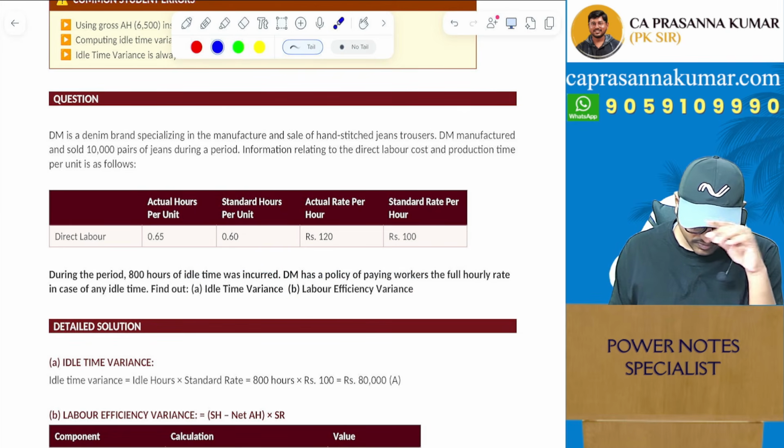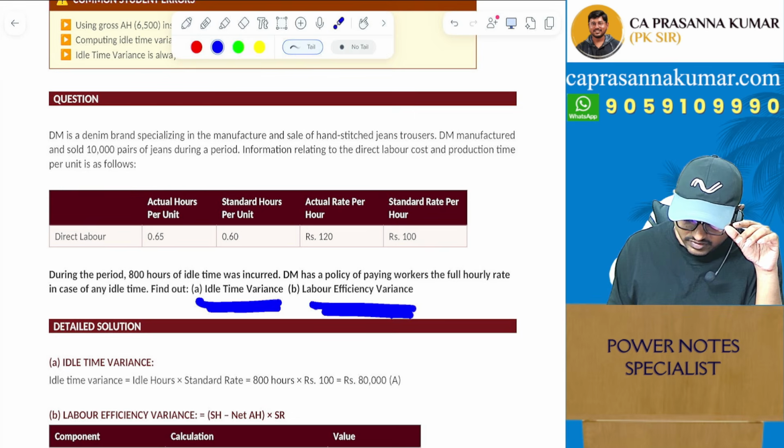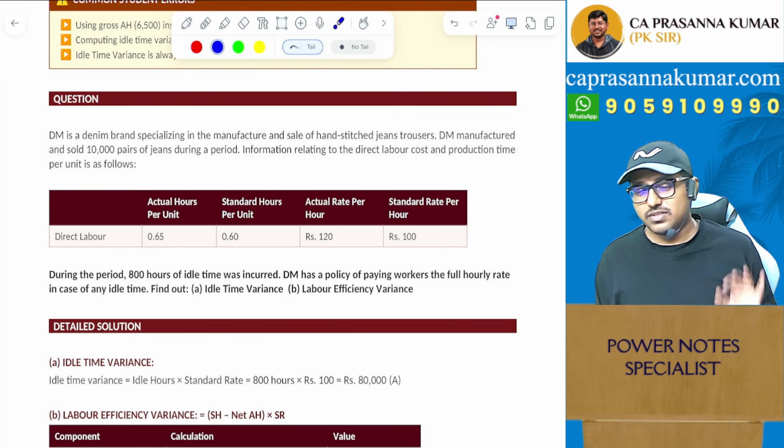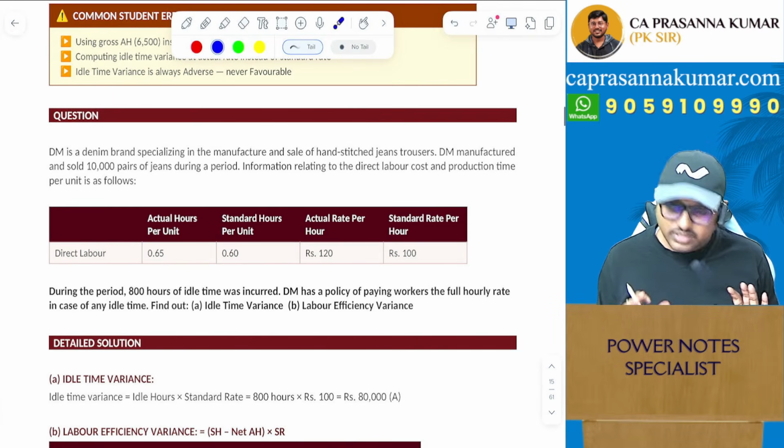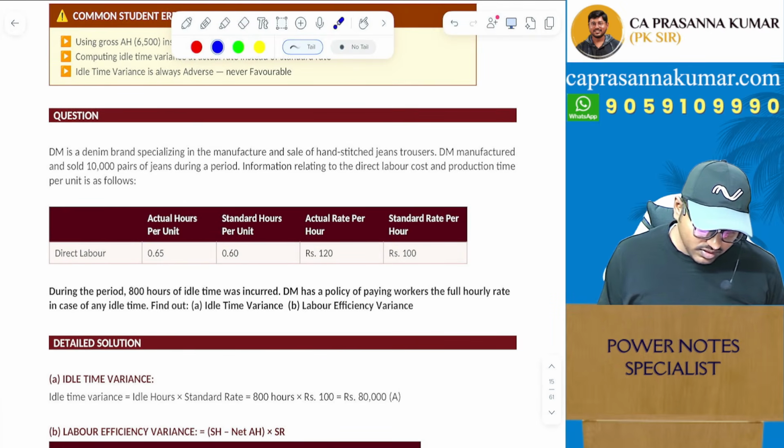Sir, what is this, sir? Idle time variance and labor efficiency variance, what is he actually trying to ask? This is where many students tend to get confused. I'll give you clarity. Don't worry. That's the reason I'm solving this. You guys are ready? Chalo.